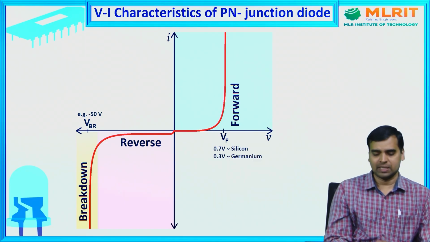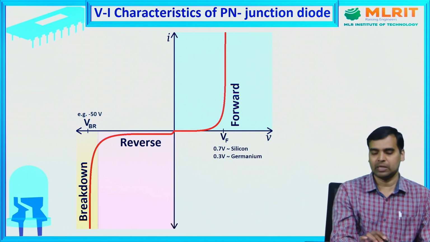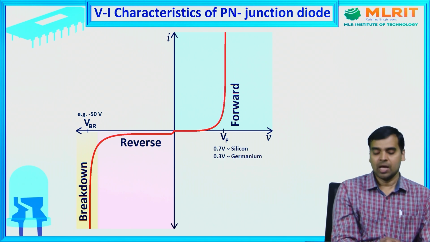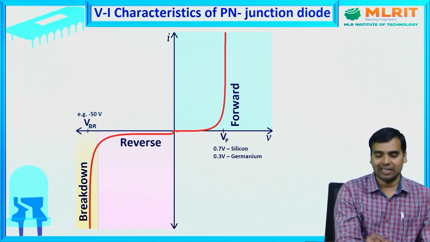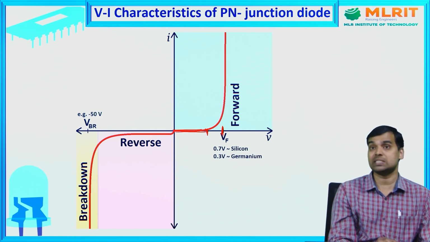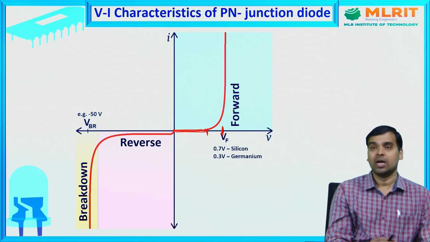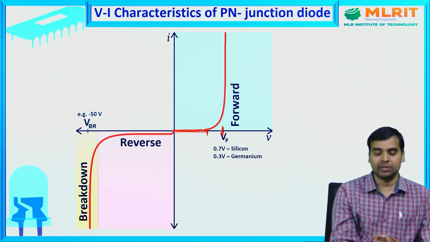In that forward bias condition, here we draw the graph between voltage and current. Voltage on x-axis, current on y-axis. Now in forward bias condition, when we are increasing voltage, up to a certain voltage there is no current flow. Up to a certain voltage there is no current flow because of the barrier potential, and that voltage is less than the barrier potential voltage.